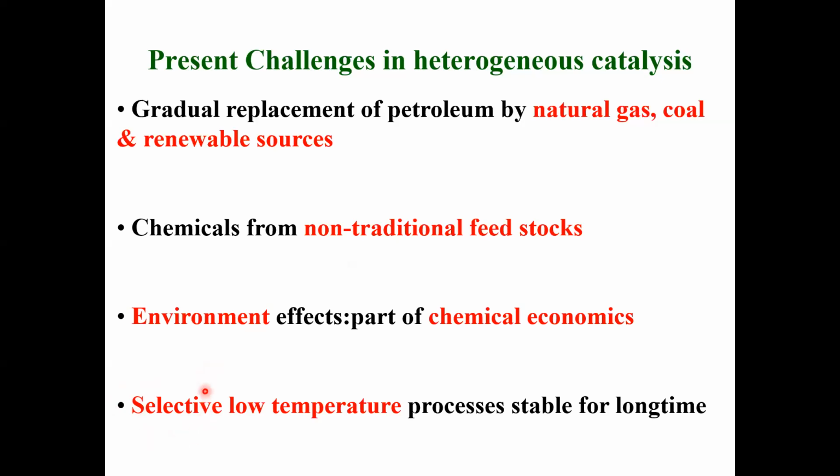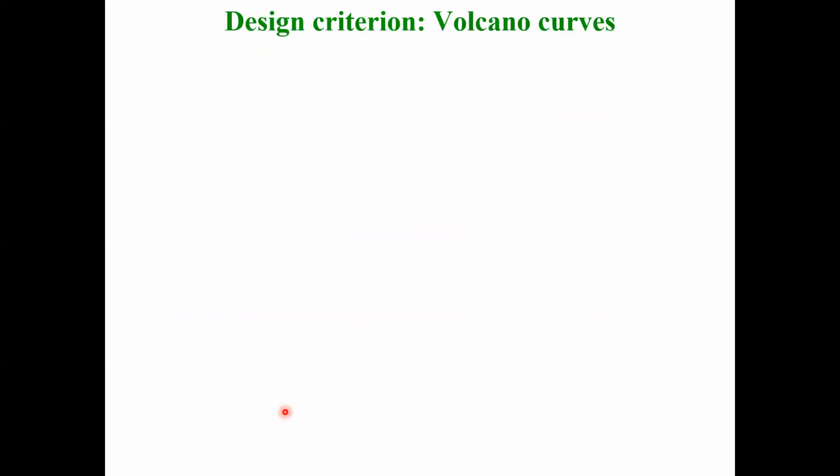One is that the chemical routes have to be selective, so we don't want to be producing a lot of waste products. And the chemical routes preferentially should be operated at low temperatures, so they are not energy intensive. And of course they have to be stable for a long time. So selectivity and low temperature processes are going to play a greater role in chemical industries.